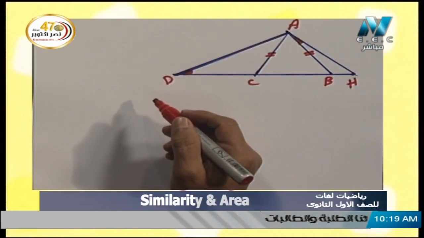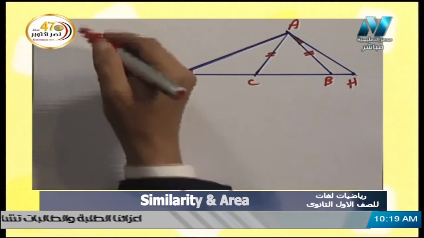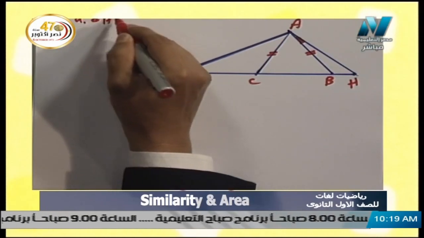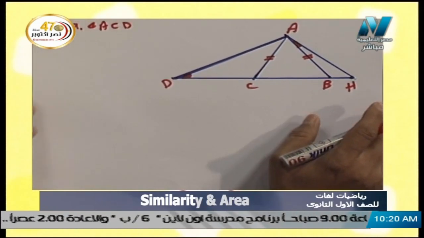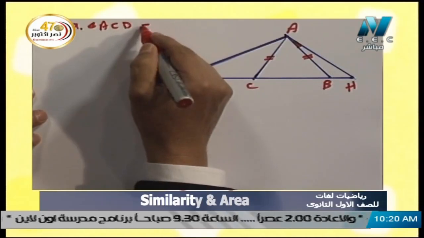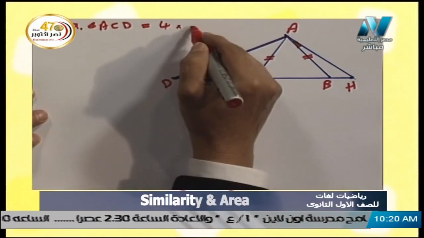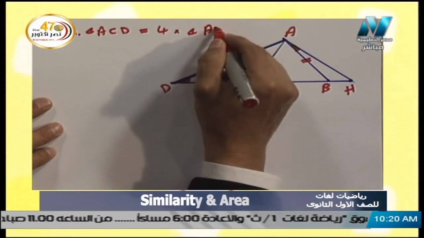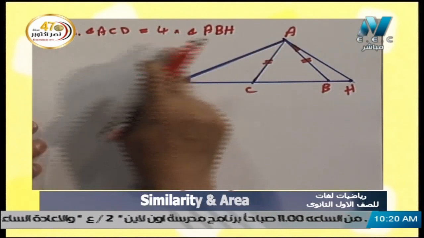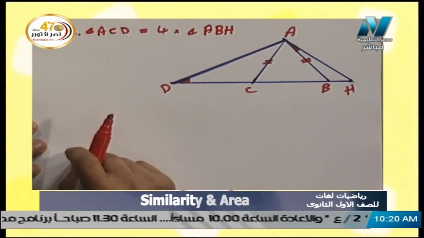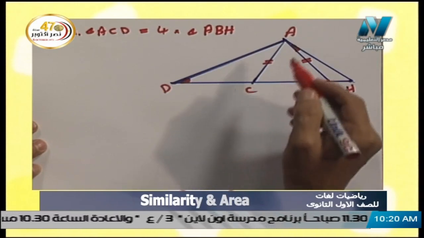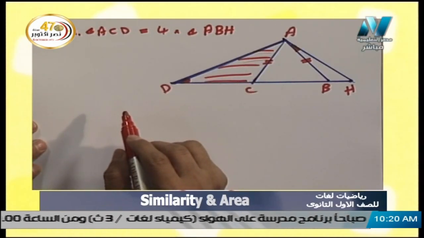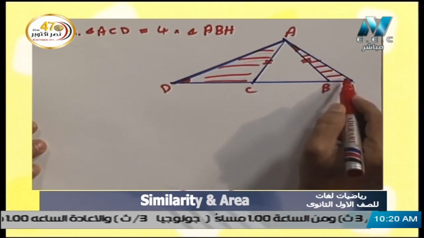Okay, and the area of triangle that's given also. The area of triangle ACD equals 4 times the area of triangle, yes, the area of triangle ABH. We have now a relation between the areas. Where is the triangle ACB here? The triangle ACB is this, ACD is this one, equals 4 times the area of triangle ABH, which is this triangle.